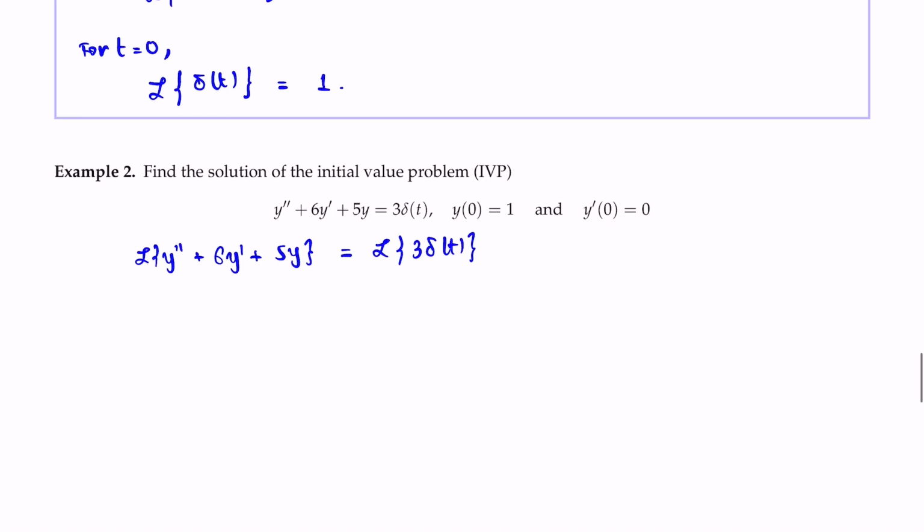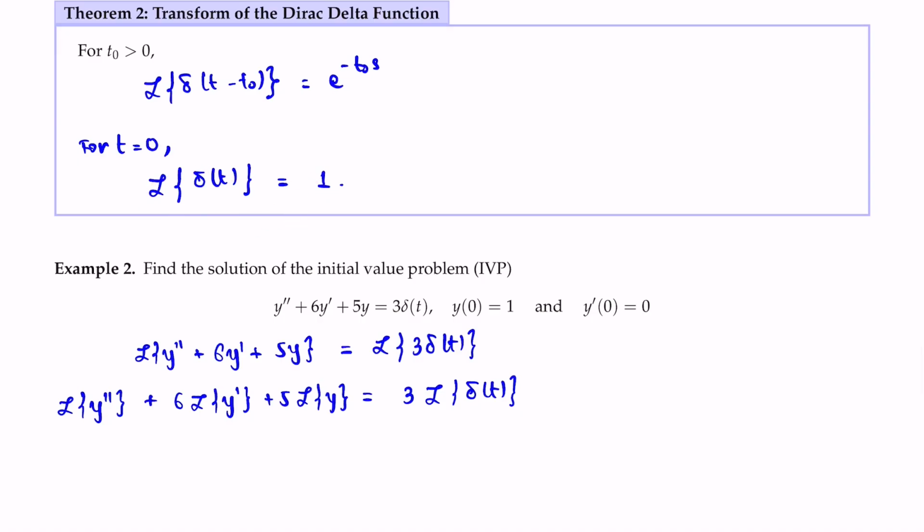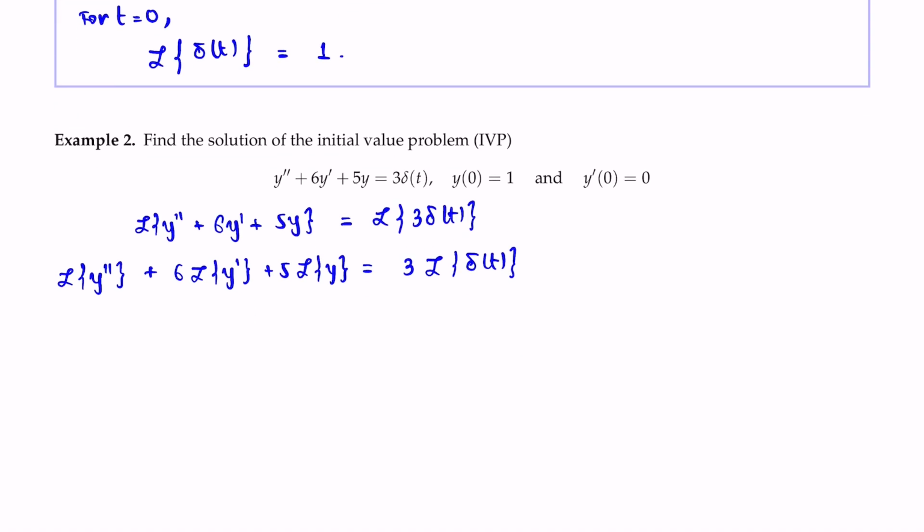So you apply the properties of the Laplace transform. Again, the Laplace transform is a linear operator, so the Laplace transform of the sum is the sum of the Laplace transforms. You have the Laplace transform of y double prime plus 6 times the Laplace transform of y prime plus 5 times the Laplace transform of y. On the right hand side, you can move 3 out of the Laplace transform operation. You have 3 times the Laplace transform of delta t. The Laplace transform of delta t is equal to 1, as you can see in the formula right here. So the right hand side is just going to be equal to 3.